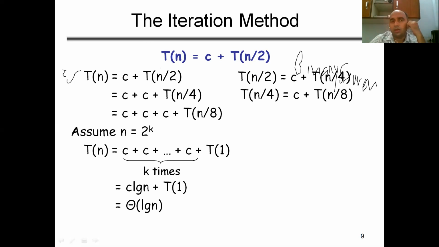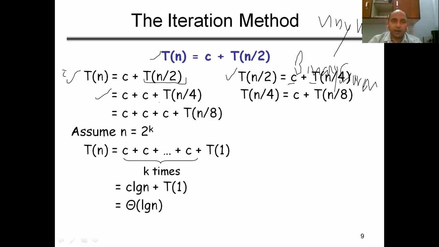Now, to solve this equation, I have to calculate the value of T(n/2) from my original equation. To find the value of T(n/2), I have to replace n by n/2 in the main equation. When we replace n by n/2, we find that T(n/2) is equal to C plus T(n/4). So we can replace T(n/2) by C plus T(n/4). After putting the value of T(n/2) in this equation, we can get this equation.